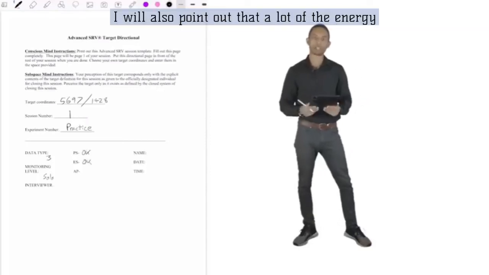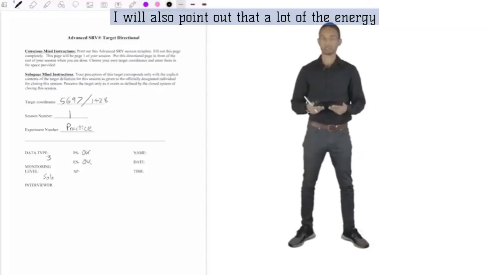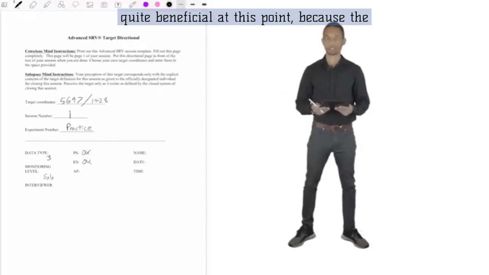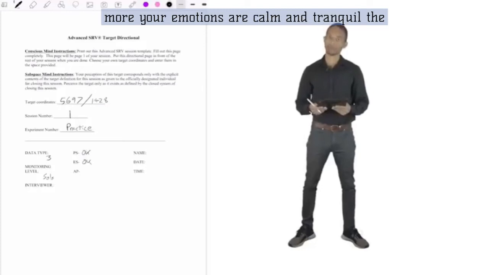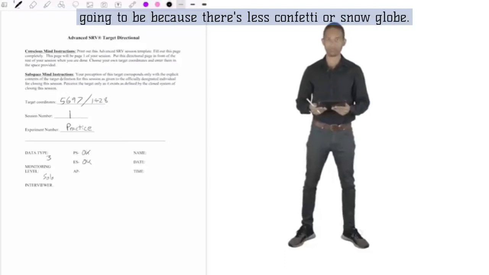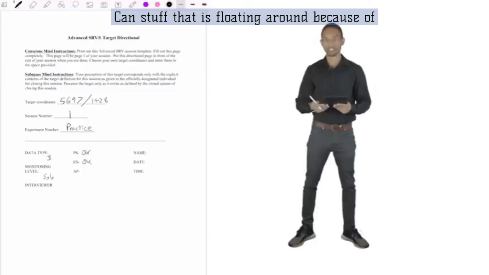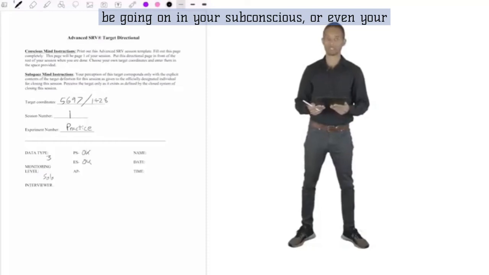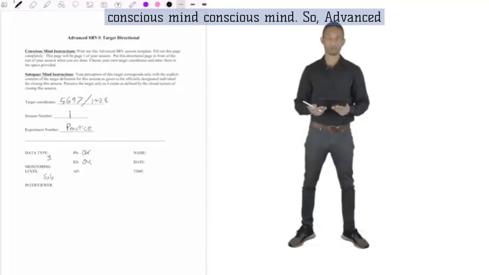I will also point out that a lot of the energy work that a lot of light workers tend to do is quite beneficial at this point, because the more your emotions are calm and tranquil, the better and clearer your remote viewing is going to be, because there's less confetti or snow globe stuff floating around because of any emotional or mental volatility that may be going on in your subconscious or even your conscious mind.